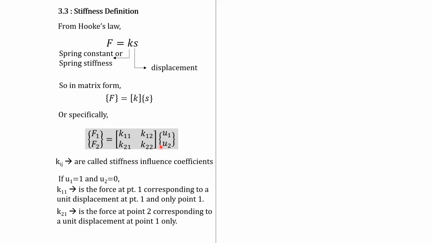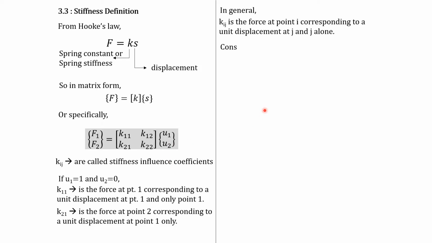K22 is the force at 2 corresponding to unit displacement at 2 only. So in general, Kij is the force at point i corresponding to a unit displacement at j and only at j. Consider the problem below with 3 degrees of freedom, 1 at each node.